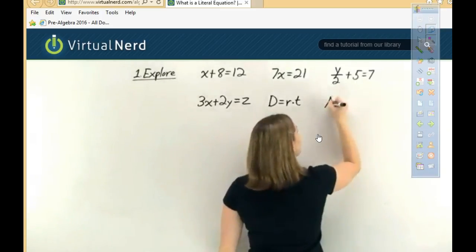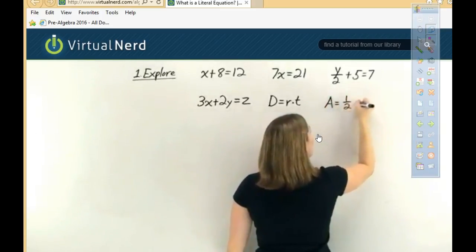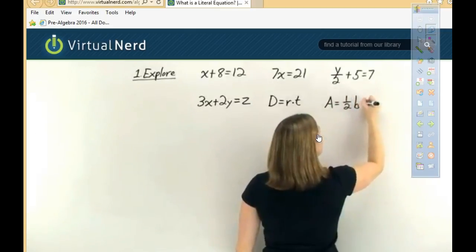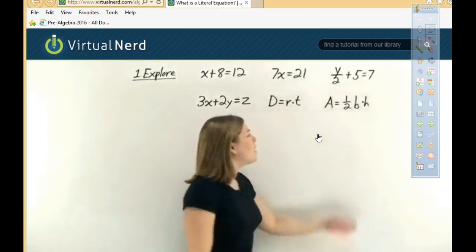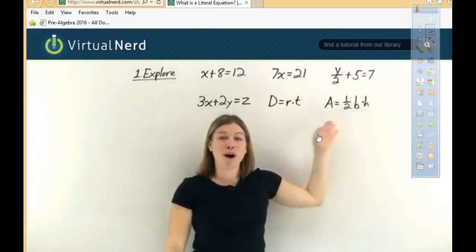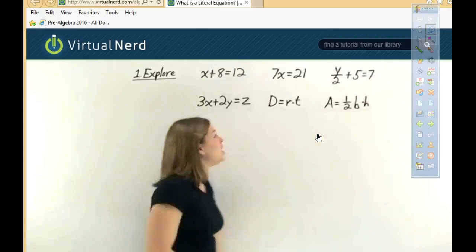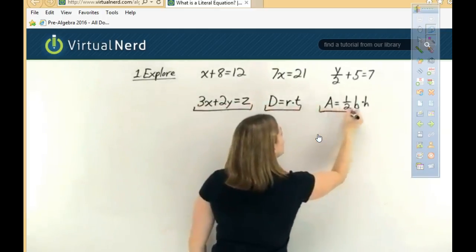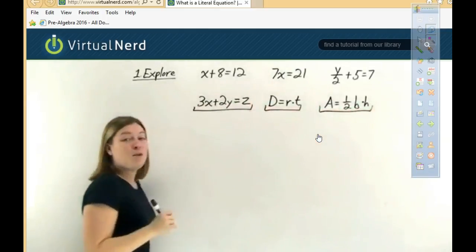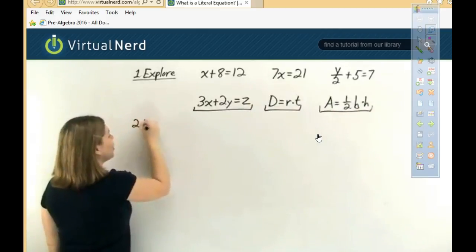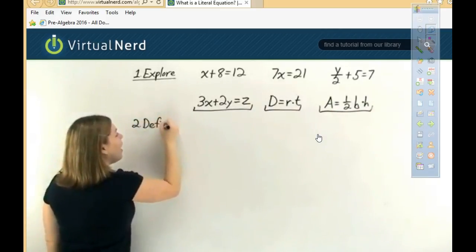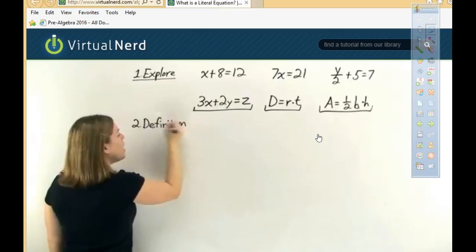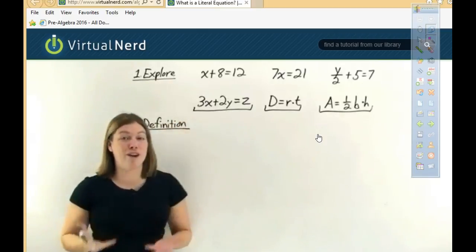Or what if we had something like this? A equals 1/2 times b times h. Here again, we have more than 1 variable. Now, each of these equations that has more than 1 variable gets a special name. These equations are called literal equations. A literal equation is an equation that has more than 1 variable.